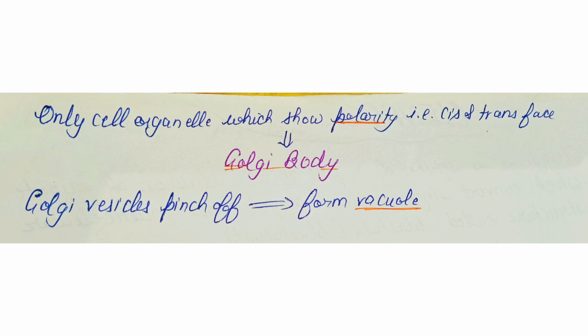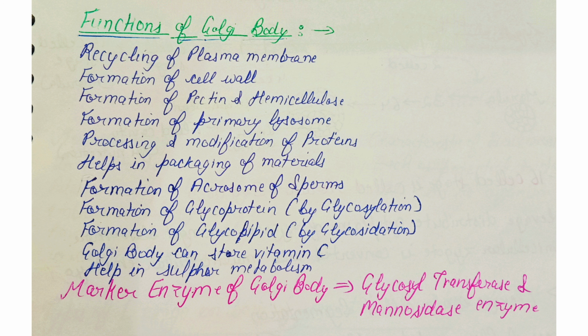Golgi body is the only organelle which shows polarity, that is, having the cis and trans face. And the important thing is that the vesicles of the Golgi pinch off and form the vacuole. The functions of the Golgi body are: it helps in the recycling of plasma membrane, also helps in the formation of cell wall. It forms the primary lysosome. It is the site of processing and modification of proteins. It helps in the packaging of materials.